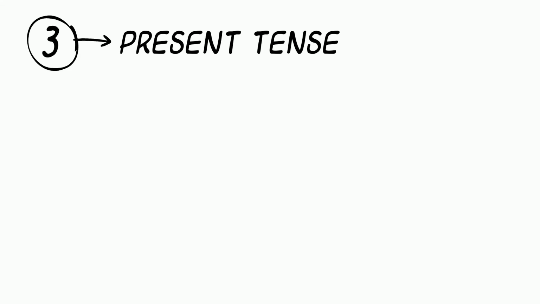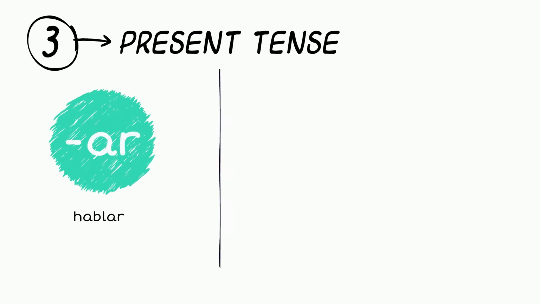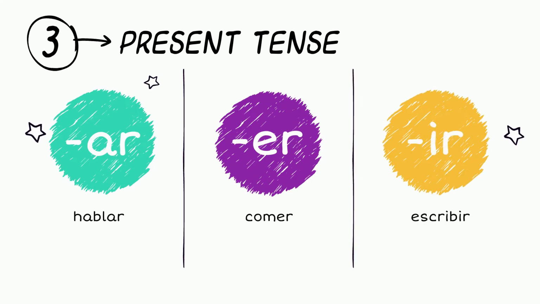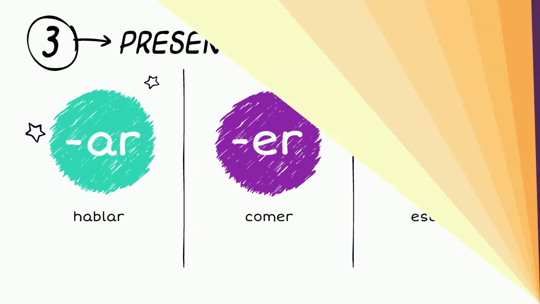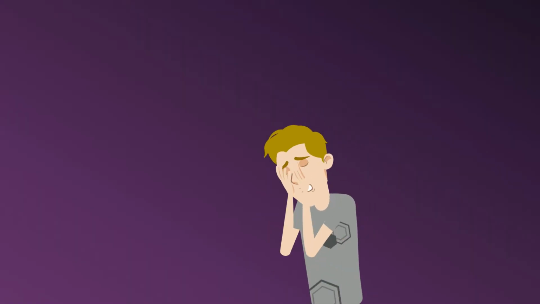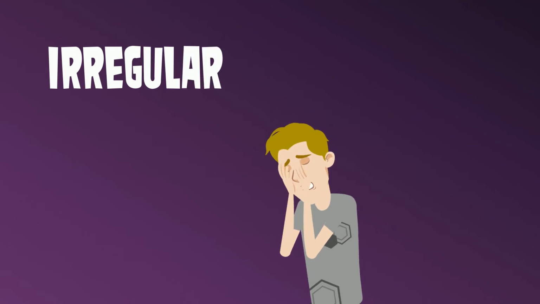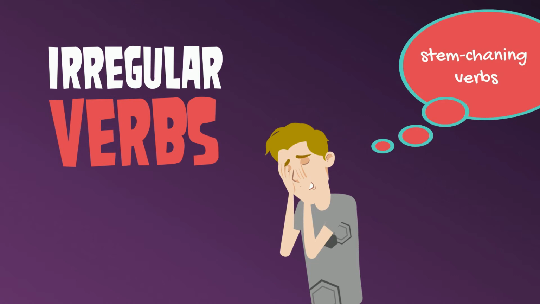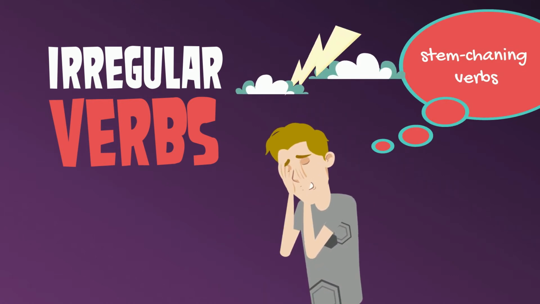So far, you've learned the 3 regular conjugation patterns in the present tense for AR, ER, and IR verbs, and a few of the most common irregular verbs. But there is another 3 very common patterns in the present tense that you must learn, the stem-changing verbs. Don't be daunted by learning these new irregularities.